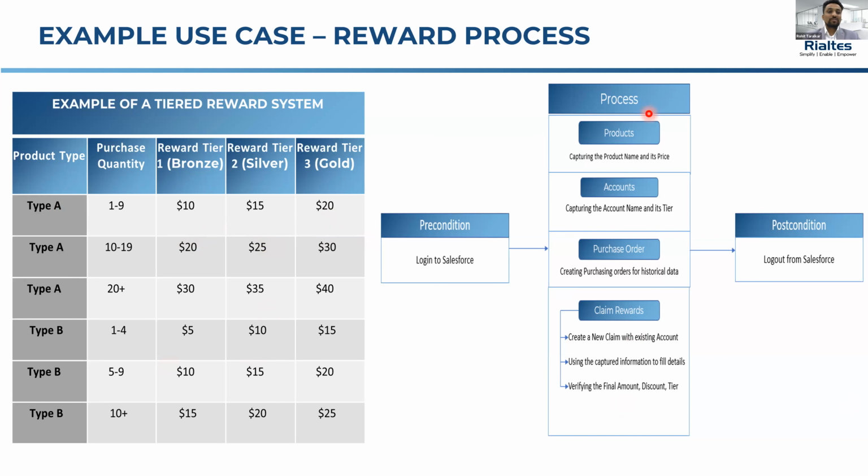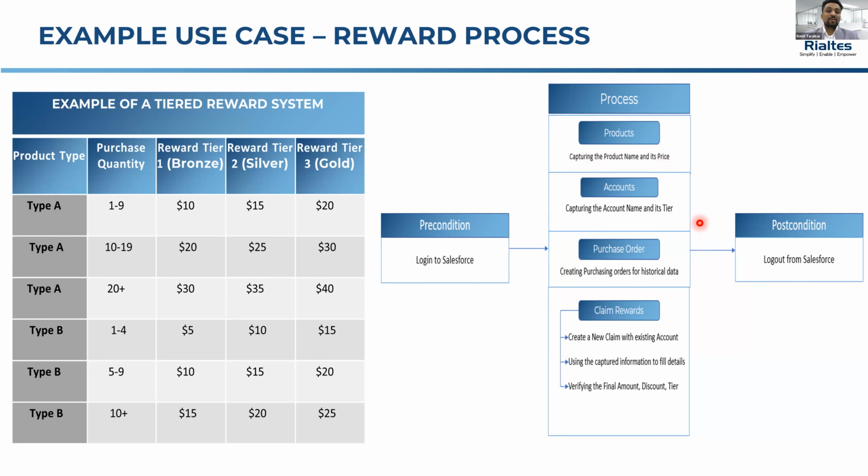This is the process that we have automated throughout the system, making the reward process easier to understand and test. The precondition is that we log in to Salesforce. Then in the process, we go to the product section, where we capture the product name as well as the amount for the product. Then we move to the account section.